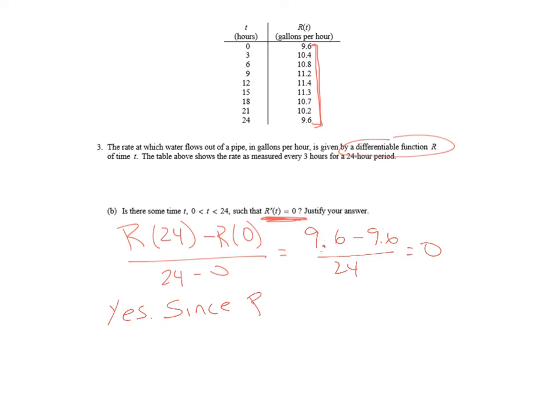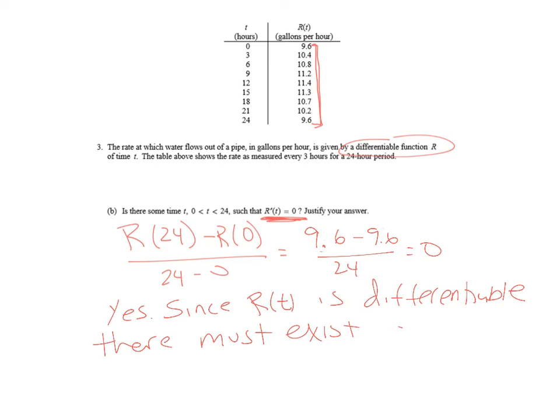Since r of t is differentiable, and that's why they gave you that, there must exist a c such that r prime of c equals 0, right? Our average rate of change equals 0 from 0 to 24, so there has to be a point.